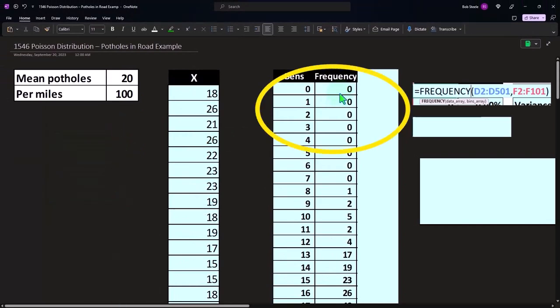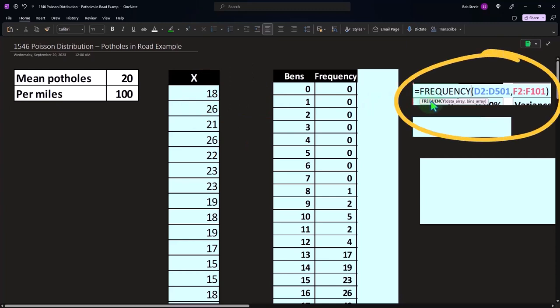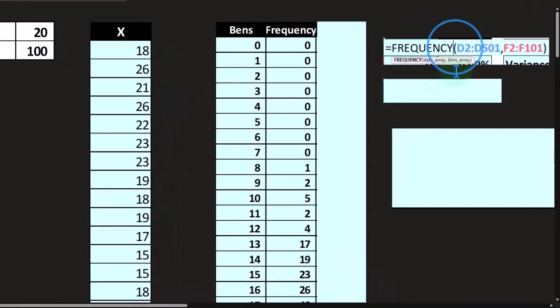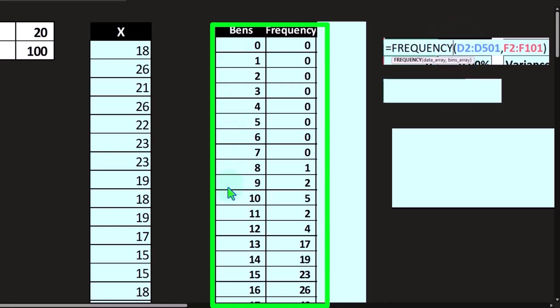But the count doesn't always work great when we use these random number generators, because sometimes I think the number is not exact. And so the frequency distribution, although a little bit more fancy, and a spill array function, usually picks up all the numbers. So we're going to use that. We're going to say the frequency of the array, the set of numbers, and then the bin array, I'm going to select all of these numbers, and then it'll actually spill out the frequency.